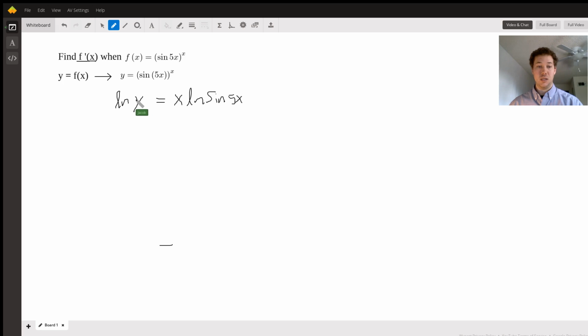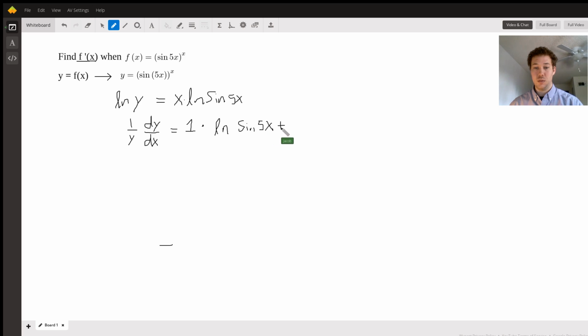Taking the derivative of the left-hand side using implicit differentiation, we just take the derivative as normal, but because this is a y, we need to attach a dy/dx. So that's the left-hand side. Now the right-hand side, we have an x multiplied by something else, so that tells us to use the product rule. We need to take the derivative of the first, the derivative of x is 1, and multiply that by ln sine of 5x.